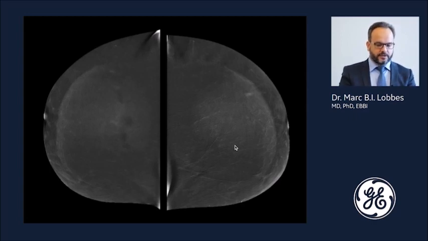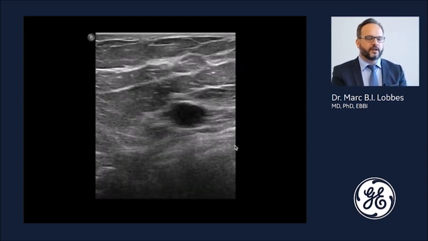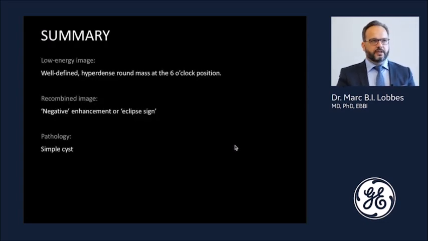Now, when we, for this case, did a targeted ultrasound, we found a very well-defined anechogenic focus, which resembles the typical appearance of a simple cyst on ultrasound. We also performed an aspiration to confirm it specifically for this case. But to be honest, this was already very typical of a simple cyst.